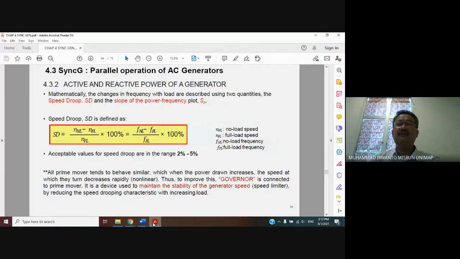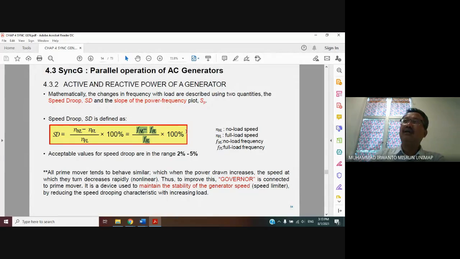between the speed and frequency, n is equal to 120 multiplied by f over p. In here we know that the value of n is proportional to the frequency. So this formulation can also be written like this: speed drop is equal to no load frequency minus full load frequency, over full load frequency, multiplied by 100%.